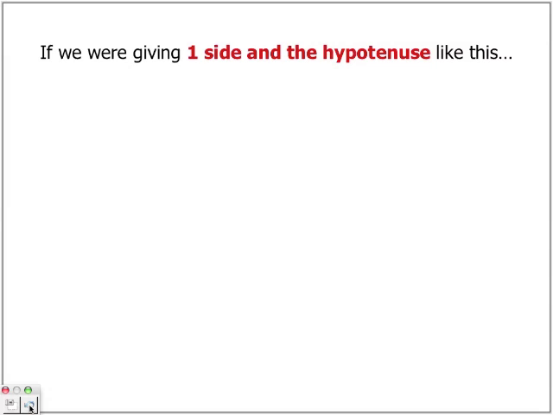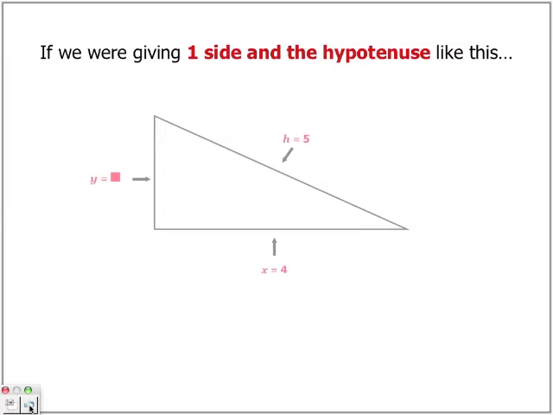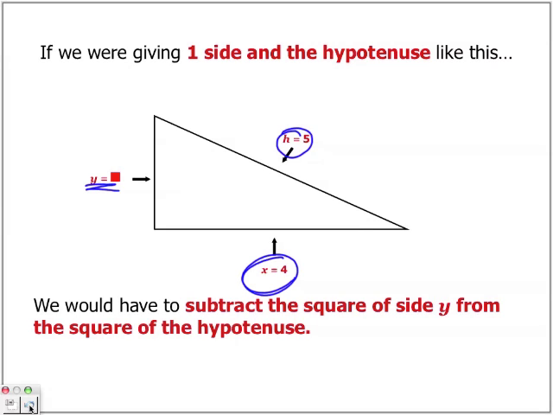Okay, now say if we were given only one side and the hypotenuse like this. Since we were only given x and only given h, we would have to find y, which is the unknown value. So basically we would be calculating the side. Subtracting x from y. I mean h. Okay?